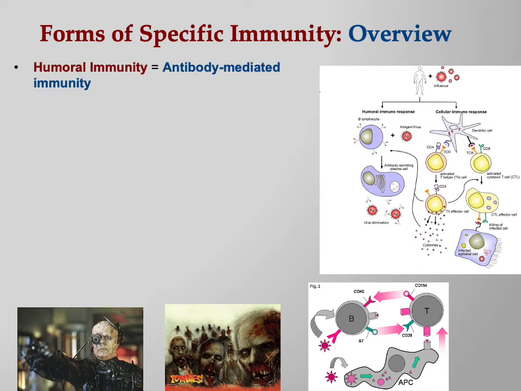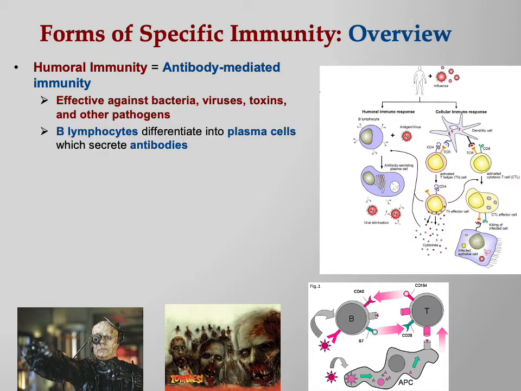So the forms of specific immunity, we have humoral immunity, which is antibody mediated. Humoral, an old-fashioned term, refers to fluids. So this is the immune system of the fluids. So antibodies, remember, are these little tiny Y-shaped things floating through your fluids. This is going to be effective against bacteria, viruses, toxins, and other pathogens because antibodies can grab a hold of practically anything. B lymphocytes differentiate into plasma cells which secrete antibodies.